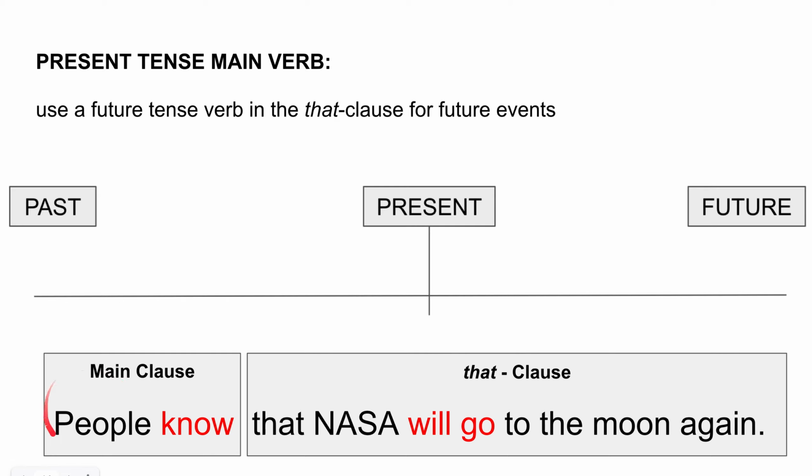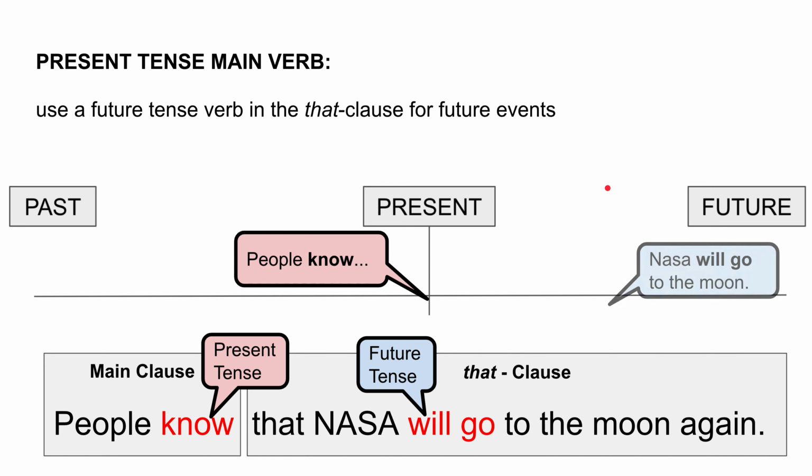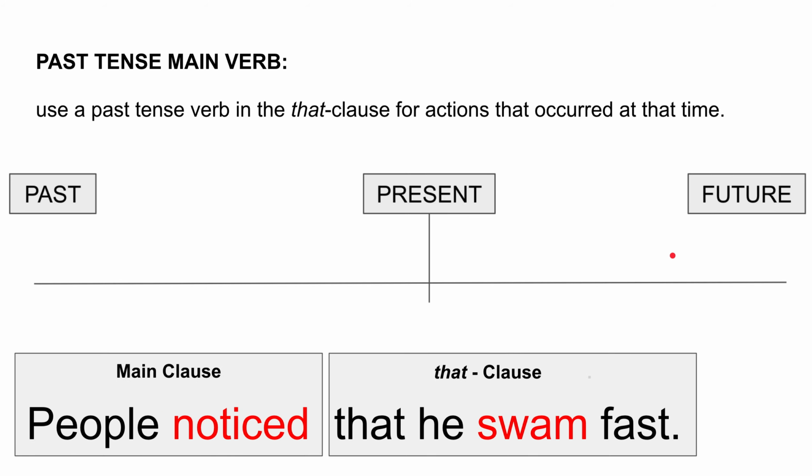So, for example, again, my mental activity in the main clause: people know, in the present tense, that NASA will go to the moon again. Okay, future tense, we'll go. So what am I basically saying? That in the present, people know that sometime in the future, NASA will go to the moon. We're talking about knowledge of future events or thinking or some kind of mental activity in the present about a future event. All right.